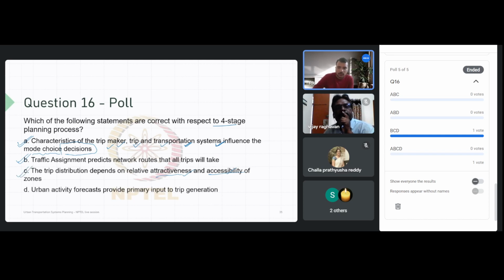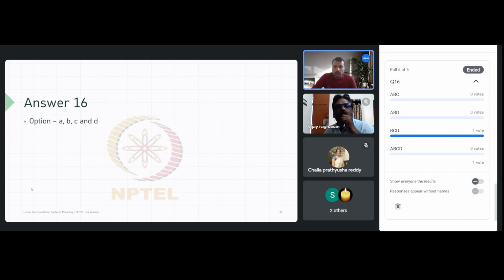So C is also correct. And yeah, we discussed this. So depending upon the type of activity, we'll try to provide the input to the trip generation to find the number of trips. So D is also correct. So I think all the 4 options are correct here. So option A, B, C, and D, all 4 are correct.